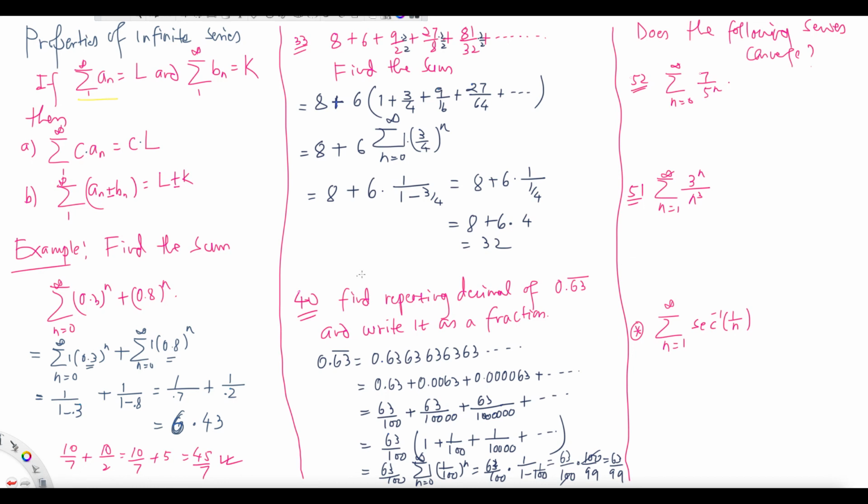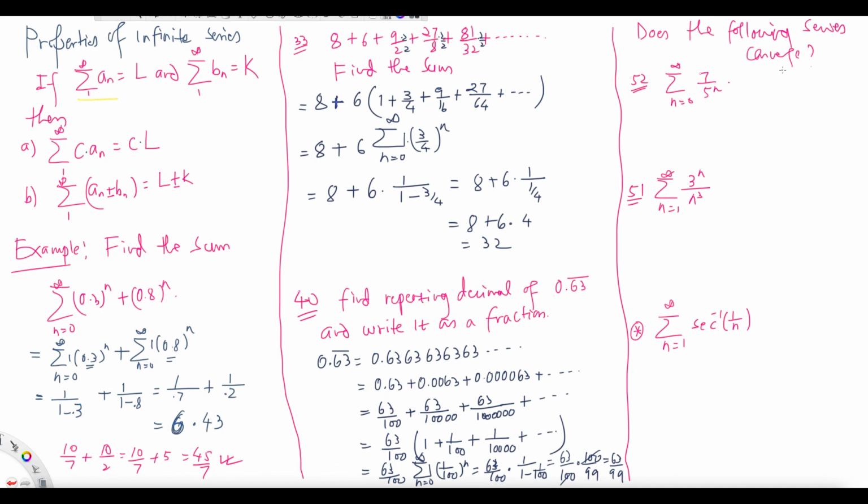So next, does the following series converge? There are two ways to say converge or diverge. One is if it is a geometric series with a common ratio less than 1. Another is if it diverges. How do we check if it diverges? If the nth term does not go to 0.